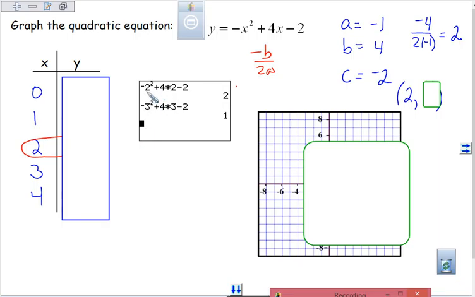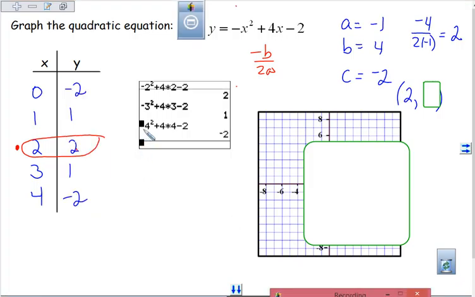So here's what that would look like on that graphing calculator. Because we're plugging in a +2, we don't have to use parentheses. So there's a negative in front. So -2 squared plus 4 times 2 minus 2 gives us a 2. Plugging in a 3, -3 squared plus 4 times 3 minus 2 gives us a 1.